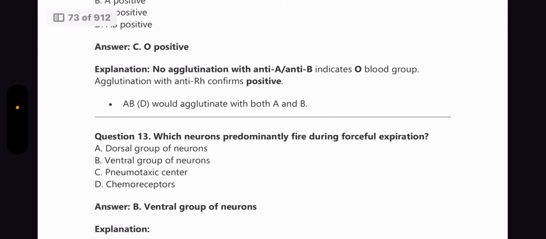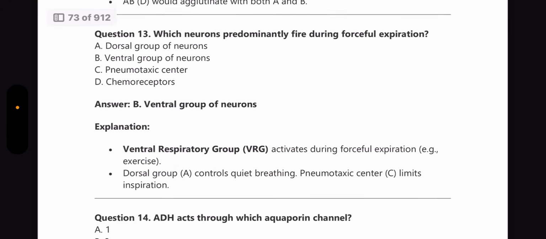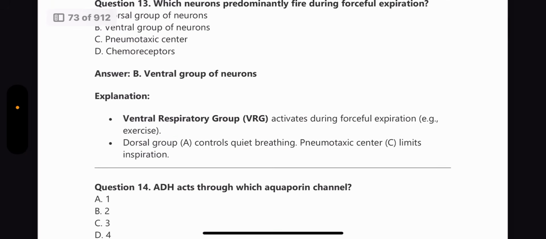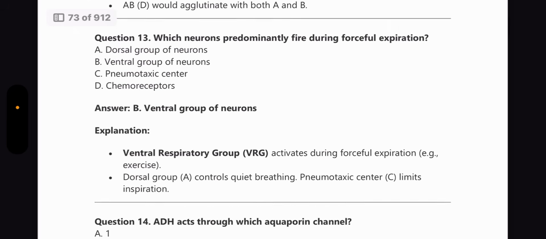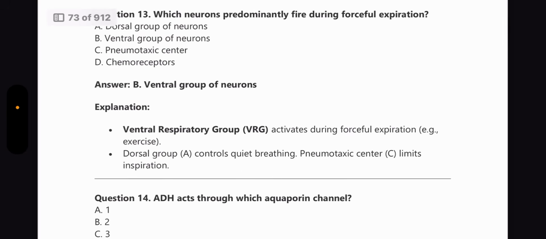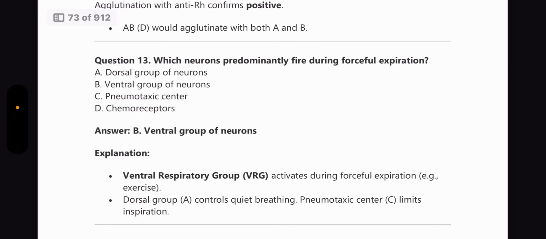Next, which neurons predominantly fire during forceful expiration? Answer is ventral group of neurons. So they activate during forceful expiration, for example exercise, and dorsal group controls quiet breathing. Pneumotaxic center limits the inspiration. So again, all this, dorsal group, ventral group of neurons, their actions, pneumotaxic center action, all these are again very important. Please learn about that pathway more.